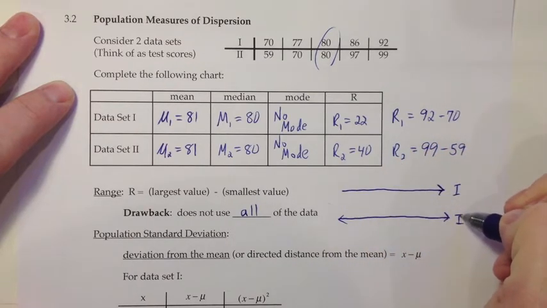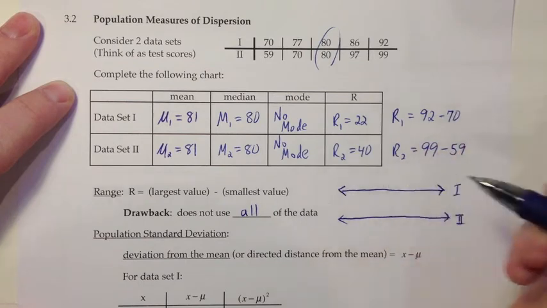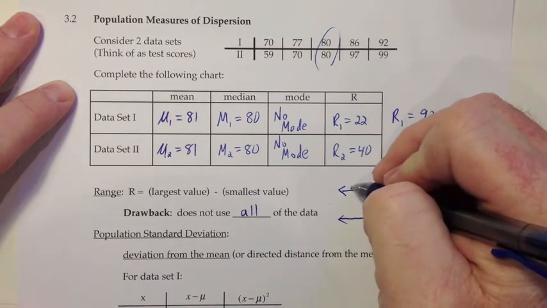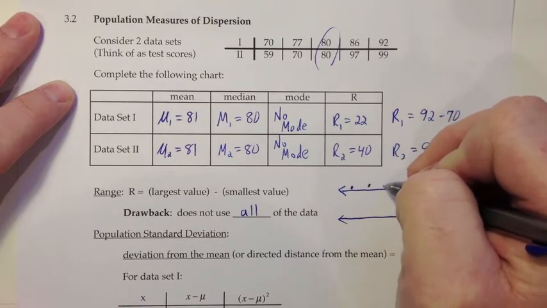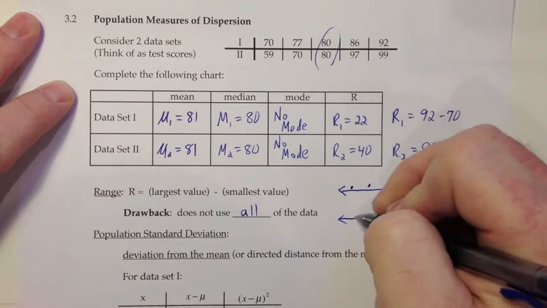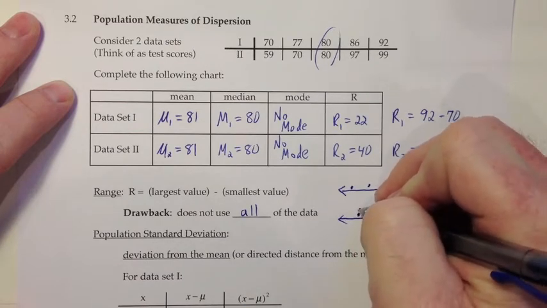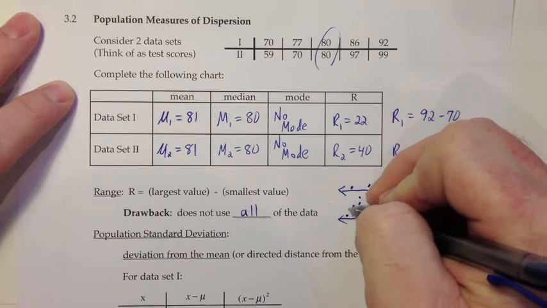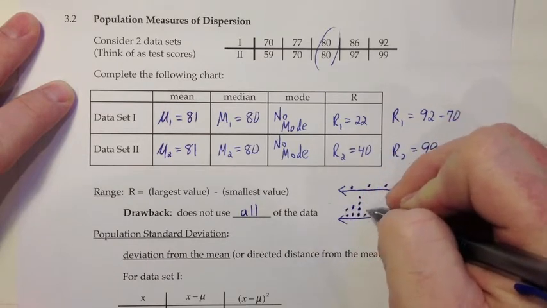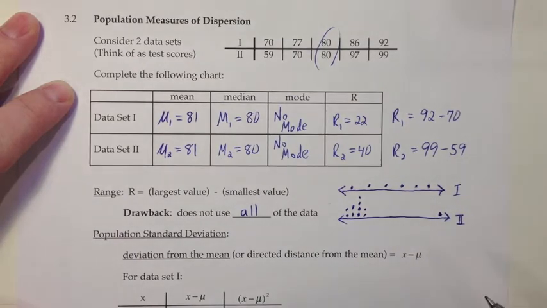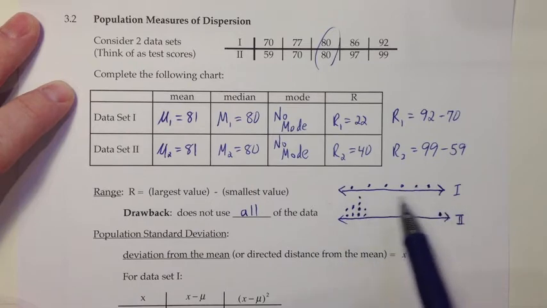Doesn't matter too much, I guess I'll do 1 up top and 2 on the bottom. And just suppose these were numbered with the same scale, and that data set 1 kind of looked like this, and data set 2 something like this with a value over here. So which one of these kind of feels more spread out? To me, it seems like data set 1 is more spread out.